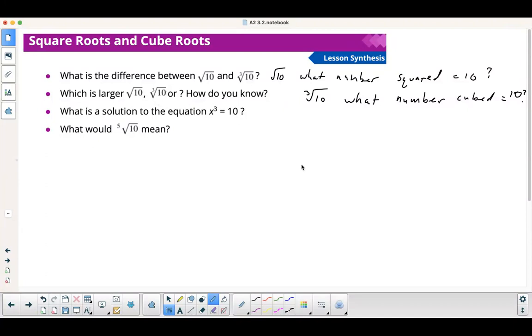Okay. Which is larger, square root of 10 or cube root of 10? How do you know? For this one, I would say square root of 10, because you only need to multiply the number by itself twice versus 3 times.